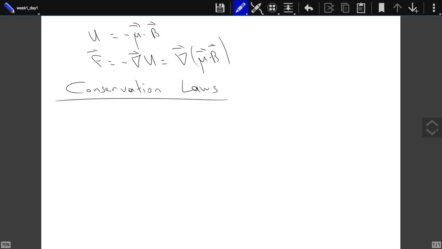So let's first try to analyze the problem and find a strategy that would allow us to solve it. So what do we know? We know that there are forces acting on charged objects in an electromagnetic field. And these forces will be Q times E plus V cross B.